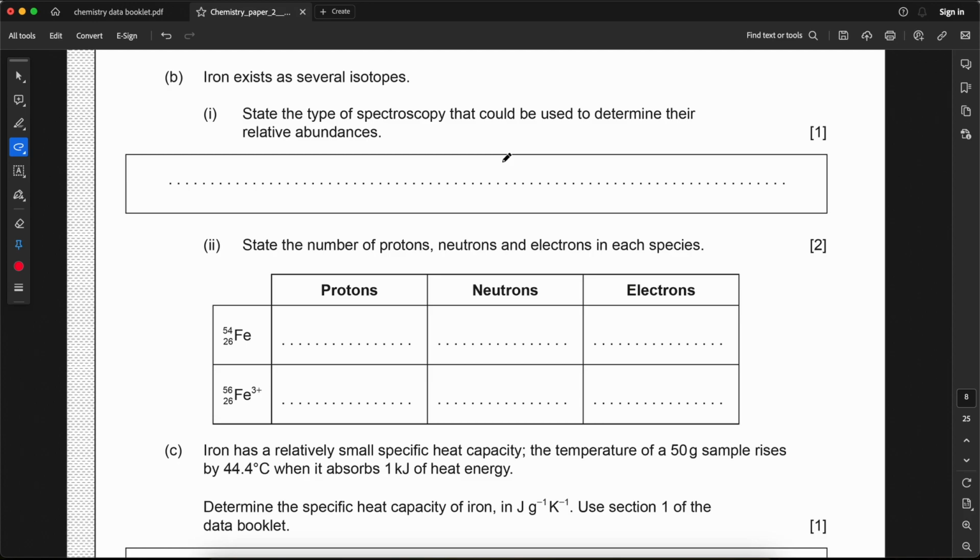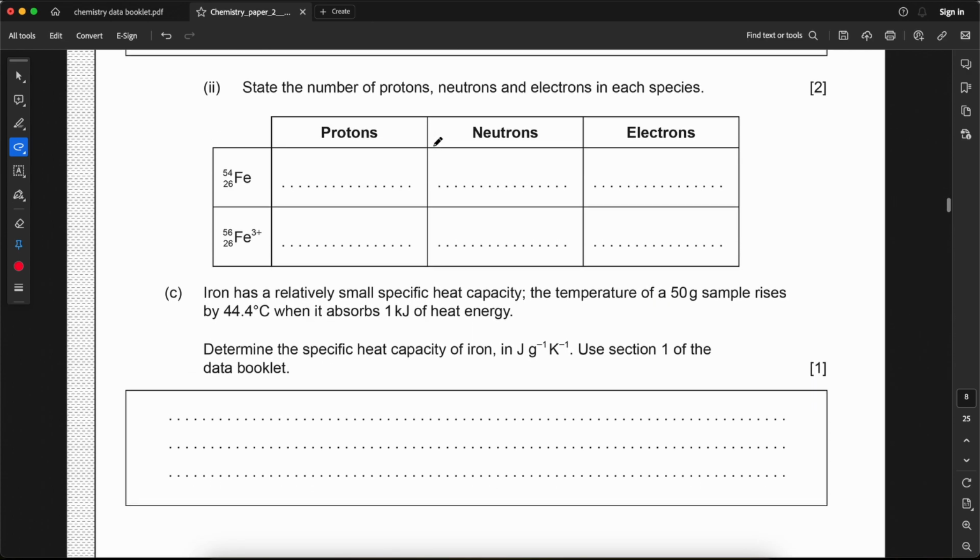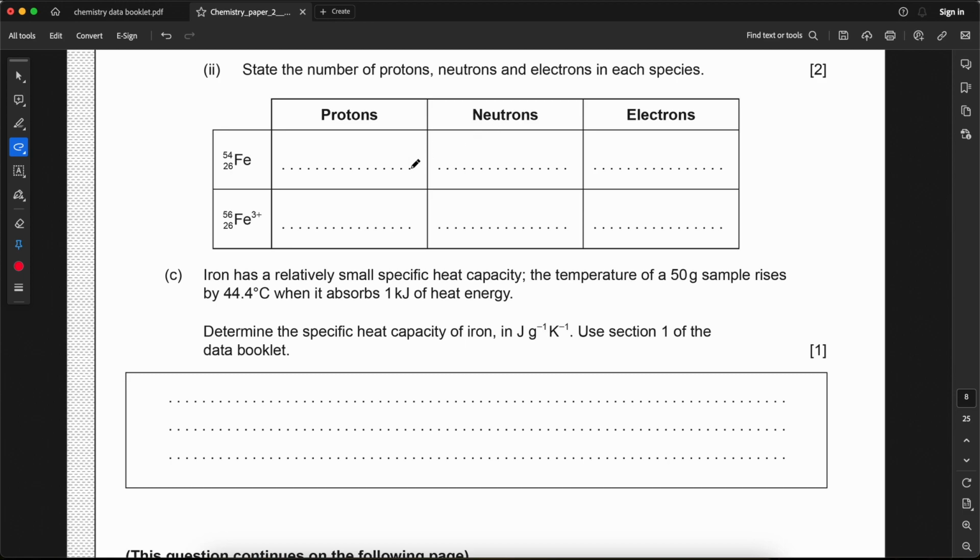Iron exists as several isotopes. State the type of spectroscopy that could be used to determine their relative abundance. It's mass spectrometry. State the number of protons, neutrons, and electrons in each species.